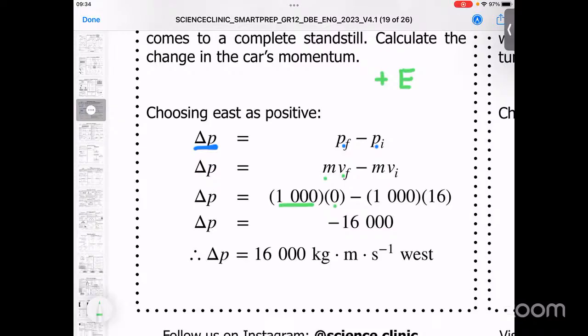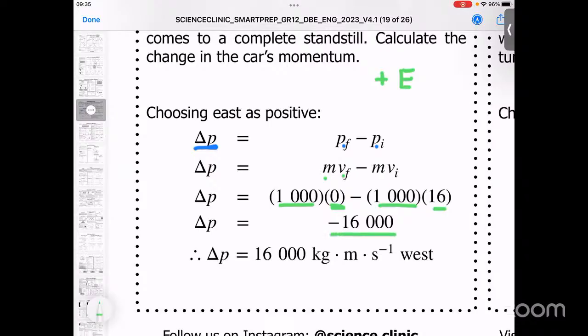The formula says momentum final minus momentum initial. The momentum final refers to the end situation. What happens in the end? It comes to a stop. That's why the zero goes there. And then we minus it by the initial situation. Initially, that same object of mass 1,000 kg was traveling at 16 meters per second. So that's why the 16 goes there. Then you move that on your calculator, you got your answer to be negative 16,000.